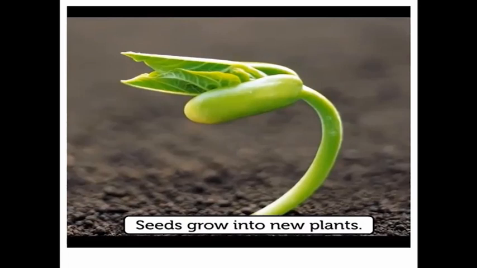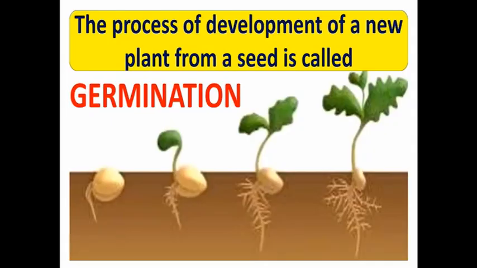Let us see how the seeds grow into a new plant. When seeds are sown in the soil and given enough water, air and warmth, they grow into new plants. So the process of development of a new plant from a seed is called germination. What is germination? The process of development of a new plant from a seed is called germination.